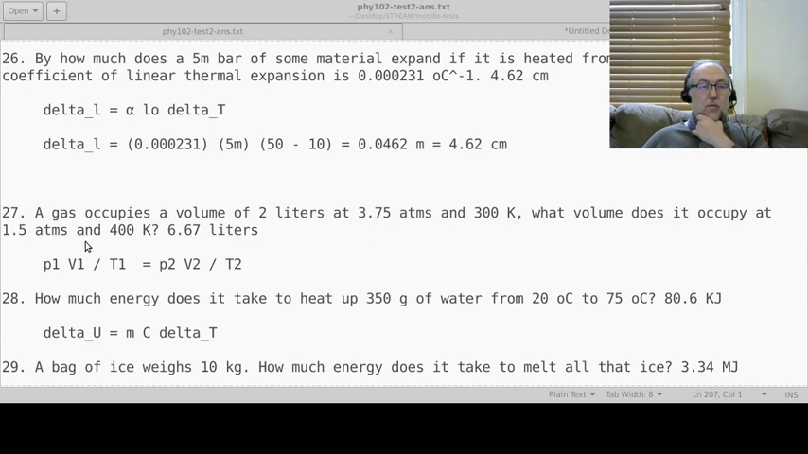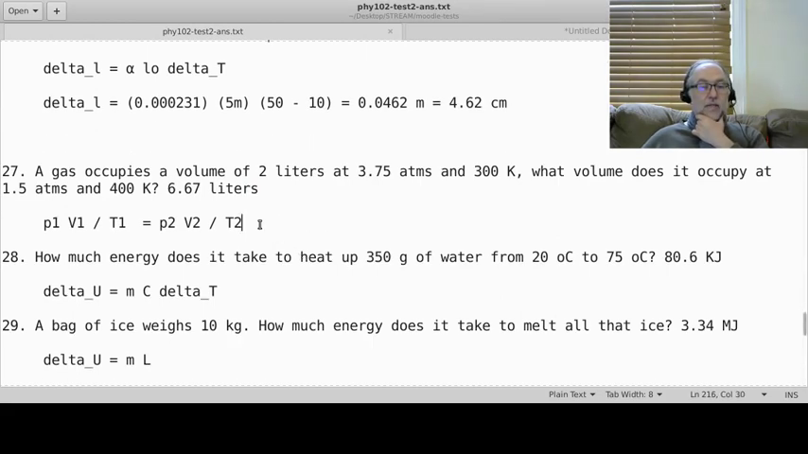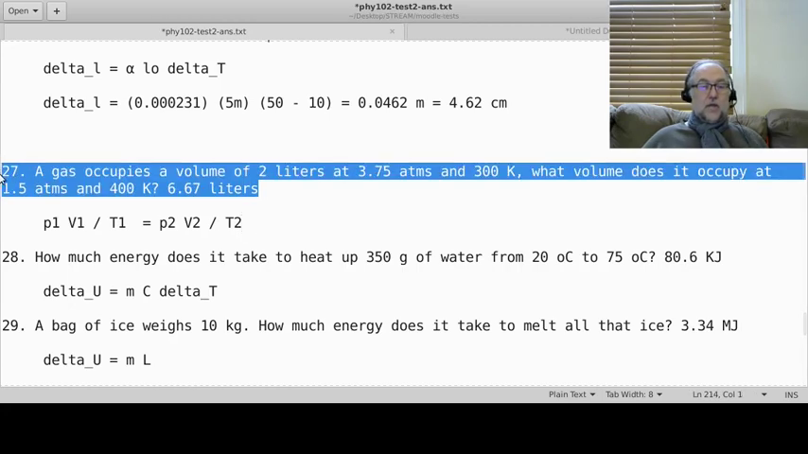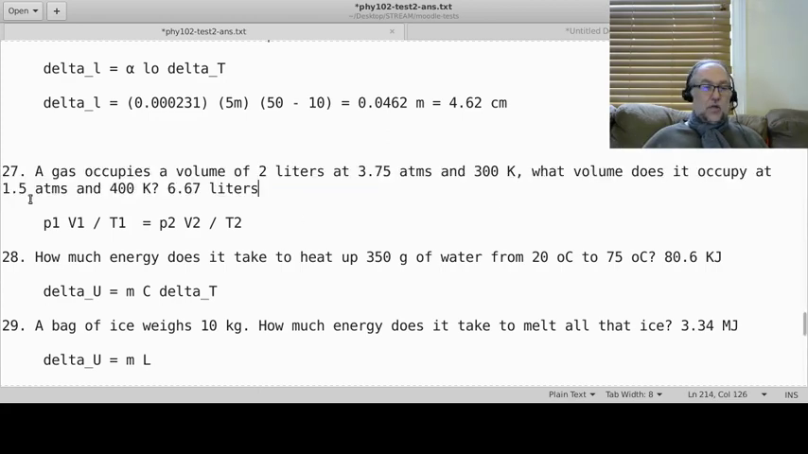What volume does it occupy at 1.5 atmospheres and 400 Kelvin? And the answer is 6.67 liters. And you go, okay, well, how did you get that? So you could do this in a couple of ways. You could first solve for the number of particles and then use that again to solve for when you've got a different volume and a different pressure and temperature.